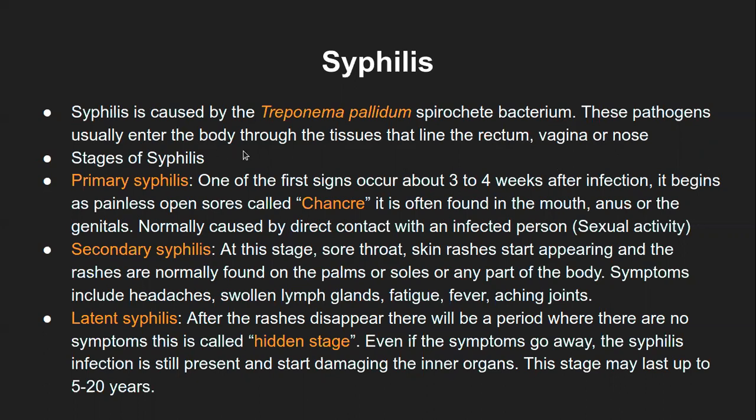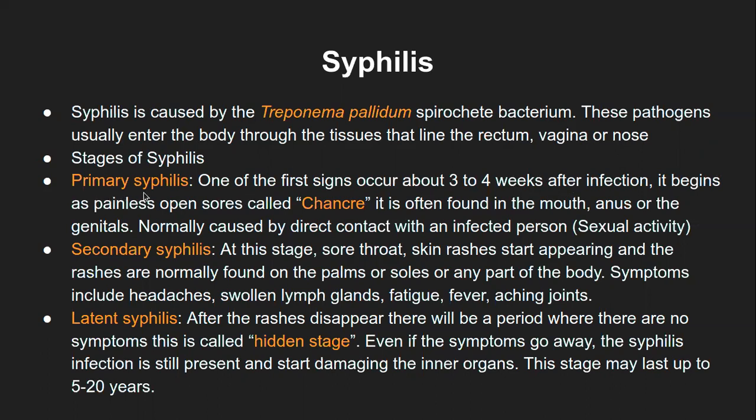There are three main stages of syphilis. In primary syphilis, one of the first signs occurs 4 weeks after infection. This period is usually called the incubation period. Like in the case of corona, we call the first 3 days an incubation period, and after 3 days or the 5th day, we start getting the symptoms of corona. In the case of the syphilis bacteria, this incubation period is 3 to 4 weeks, and then the first sign starts occurring.